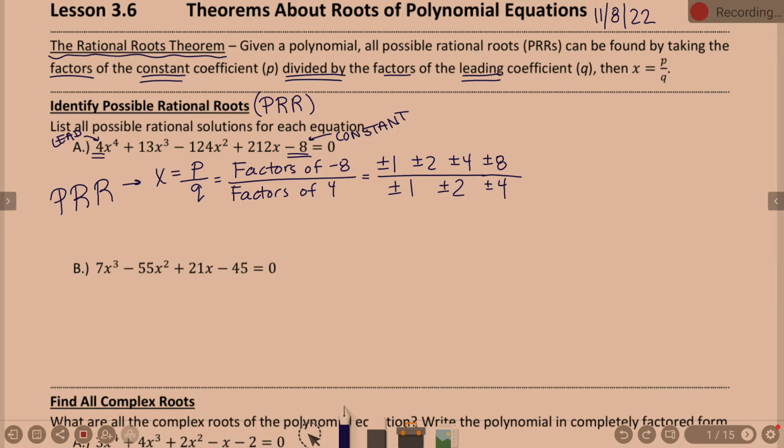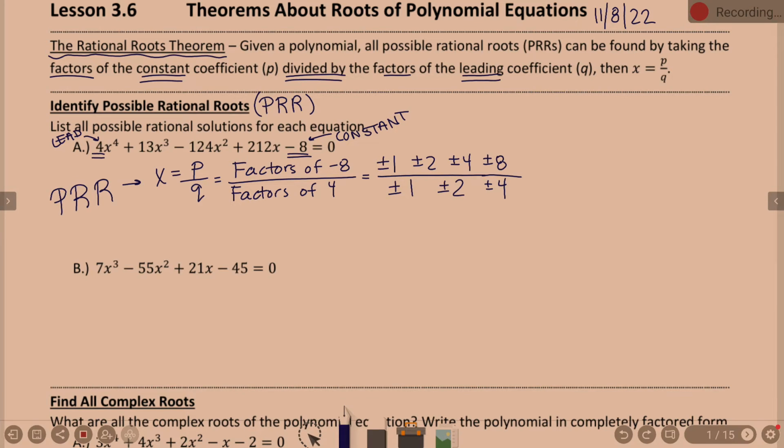Because basically, how do I want to explain this? We want to go through and put all the combos together. In other words, everything can go over 1. 1 can go over 1. 2 can go over 1. 4 can go over 1. 8 can go over 1. Yes? Everything can go over 2, and everything can go over 4.